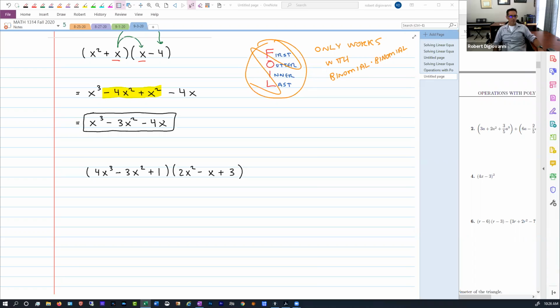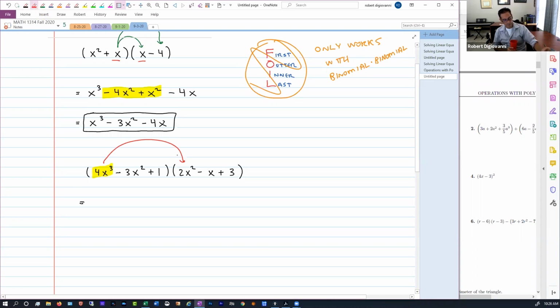Is Abby R here? Yes. Okay, Abby. I'm going to start off with the 4x cubed. And then I'm going to start drawing arrows, and you're going to start telling me what I get. Okay? So let's go here to here. What do we get? 8x to the 5th power. 8x to the 5th. Okay.